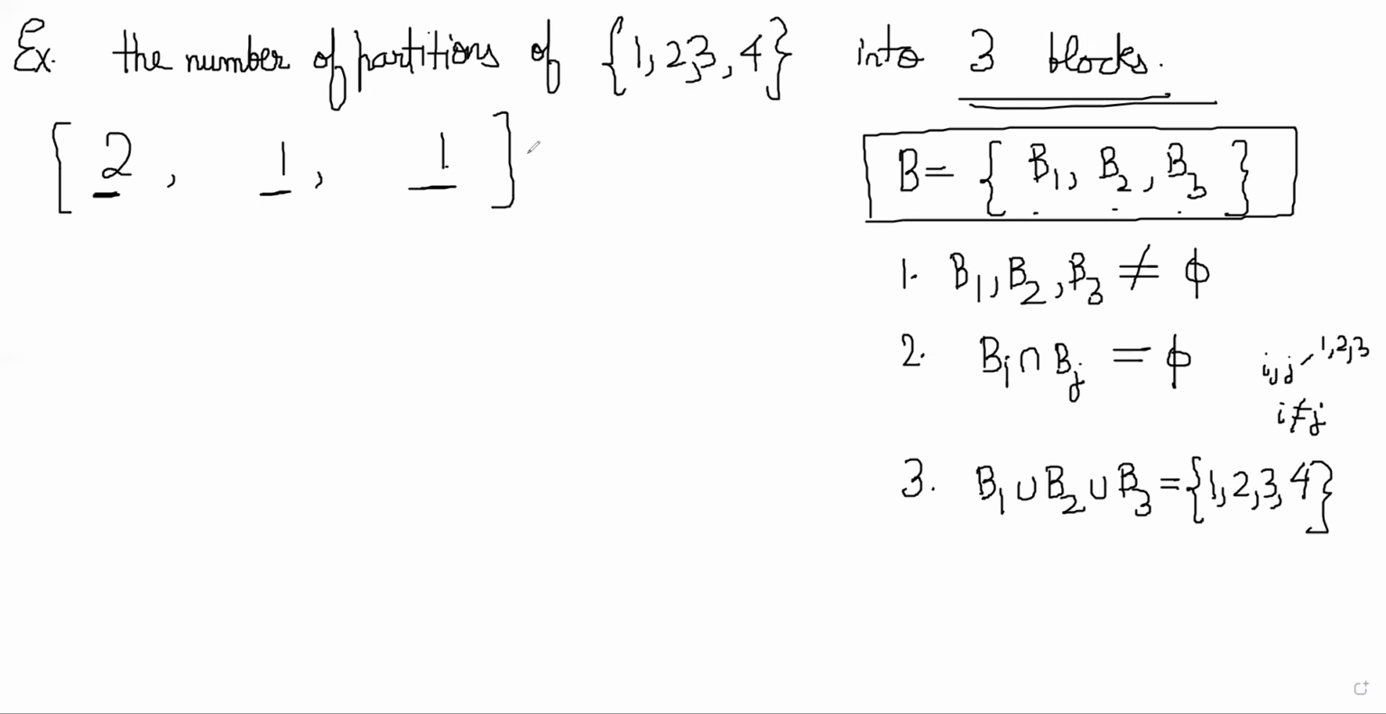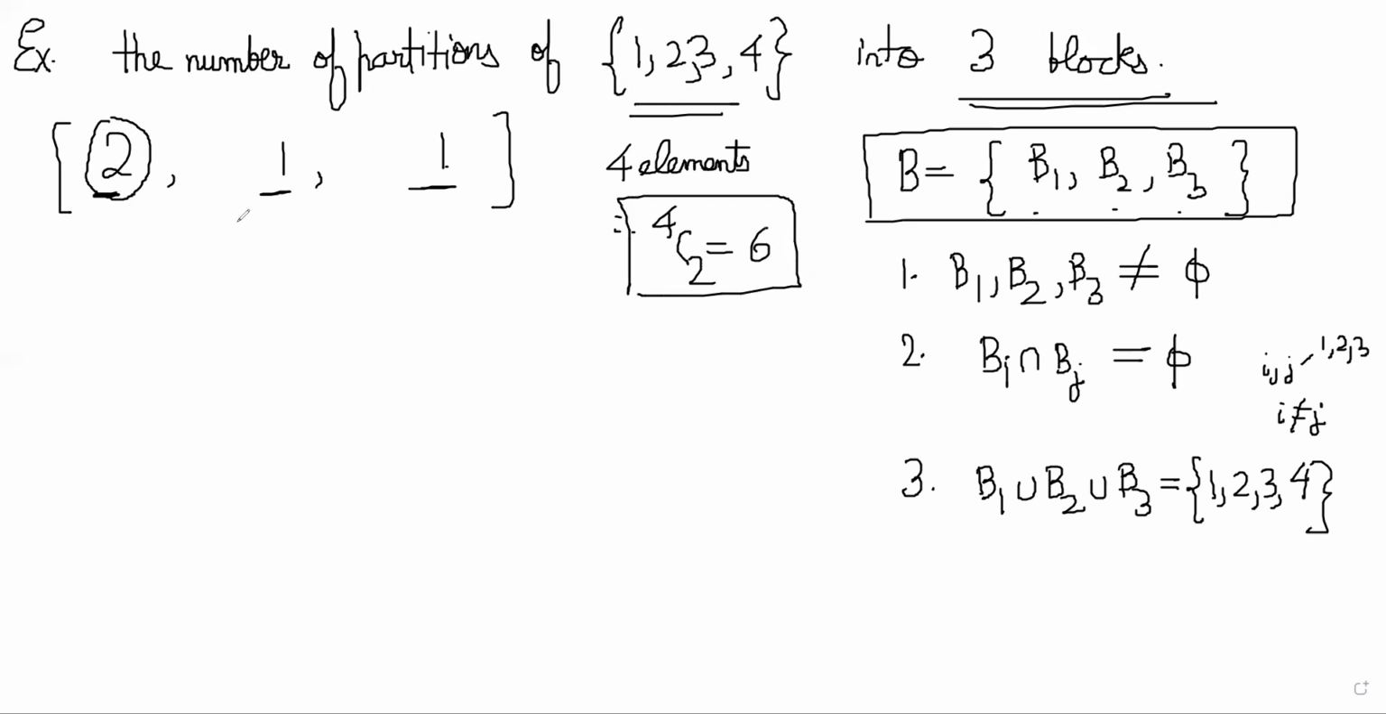It is very easy to count the number of such things because you just select which 2 elements will go into the block with 2 elements. There are a total of 4 elements and you have to select 2 of them, so 4C2 is equal to 6. There will be 6 ways to make this set, and for each way, the remaining 2 elements will be put into singleton sets. So the total number of ways will be 6.